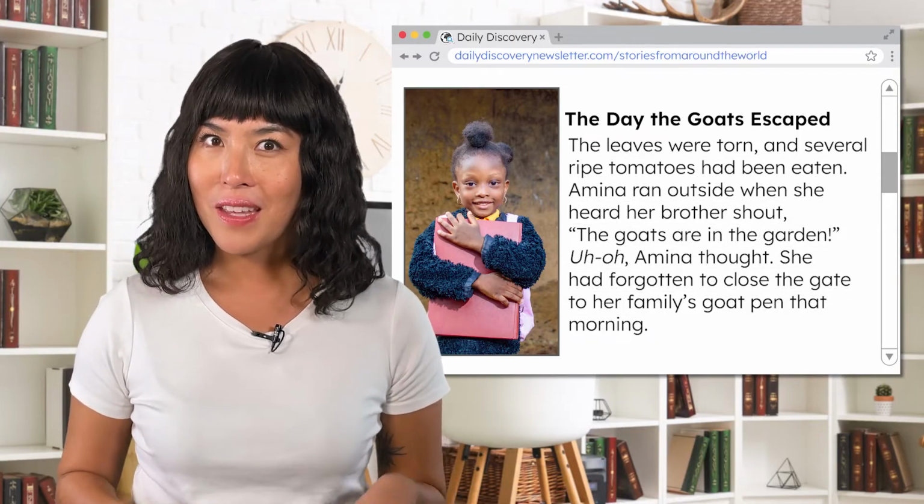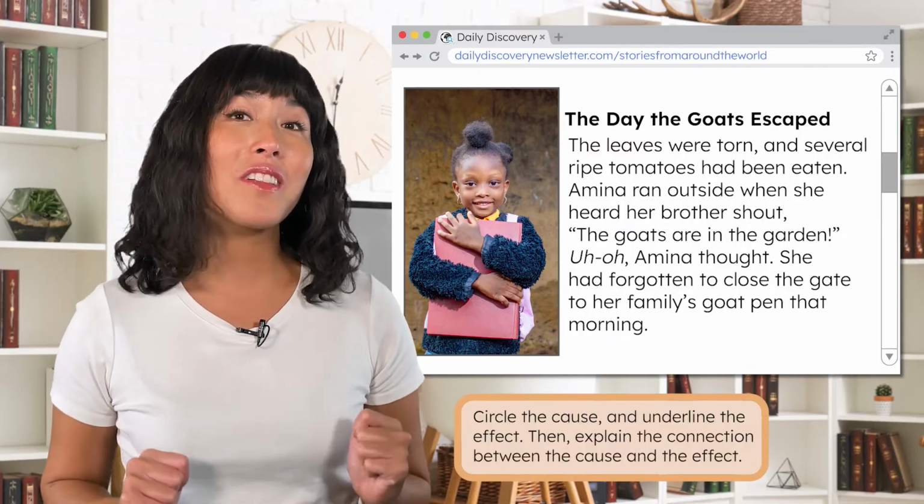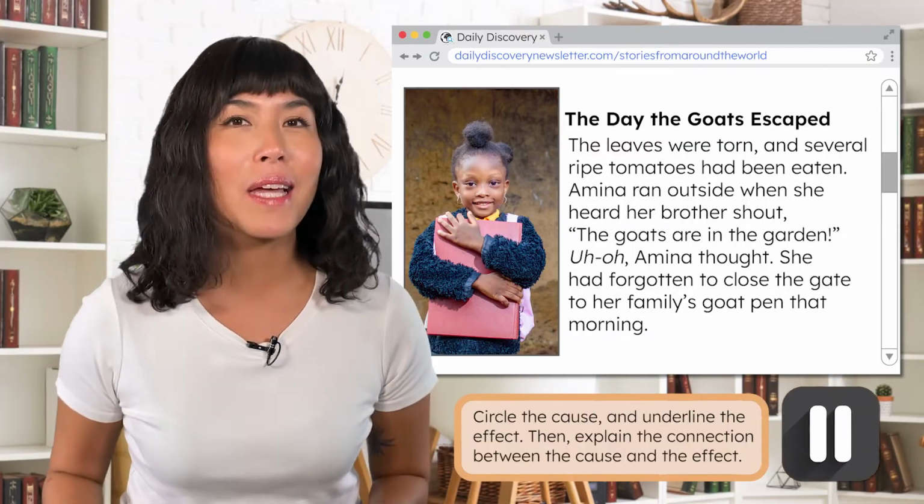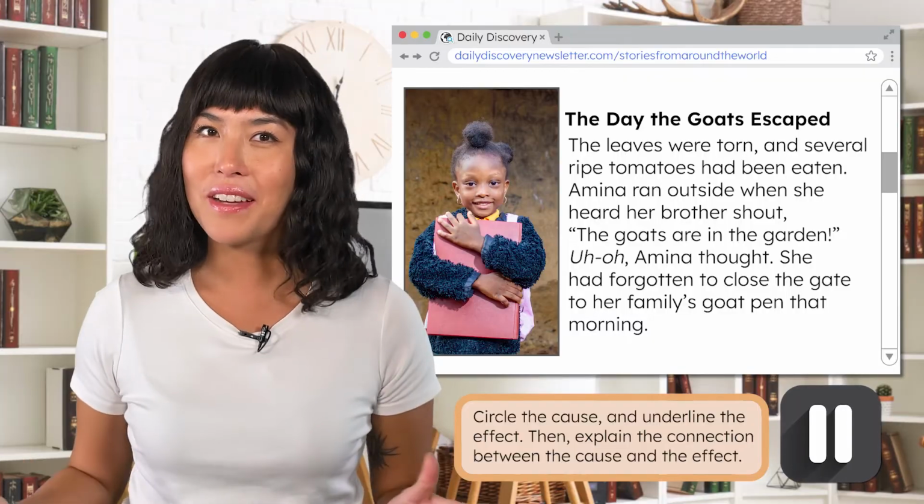Pause the video. Circle the cause and underline the effect. Then explain the connection between the cause and the effect.